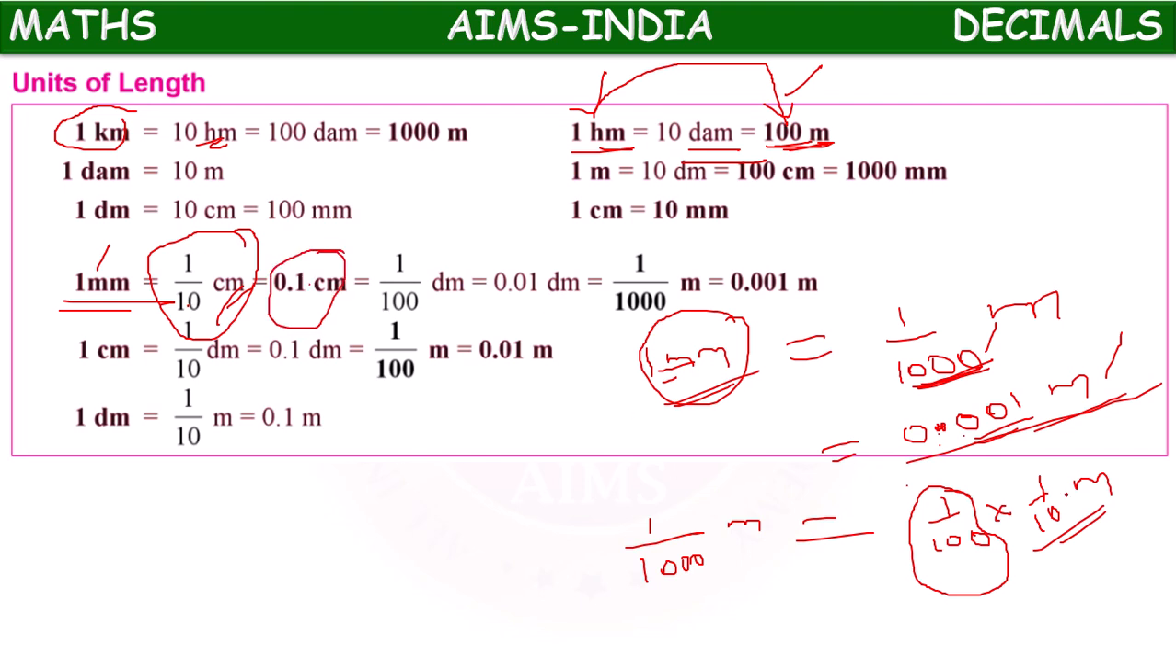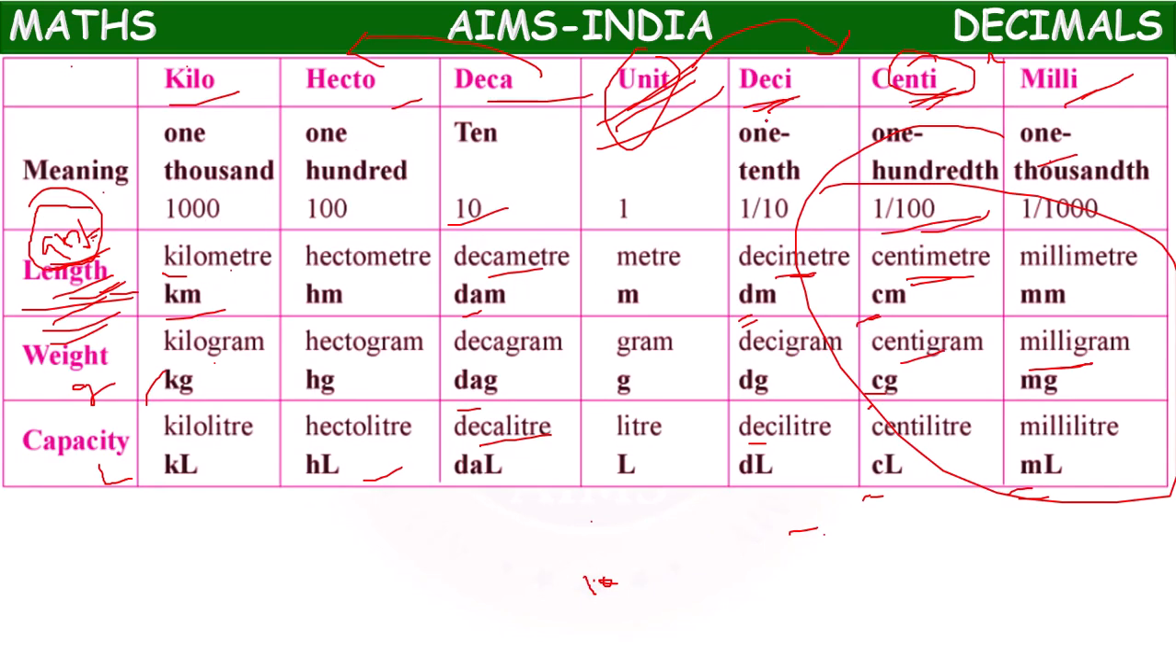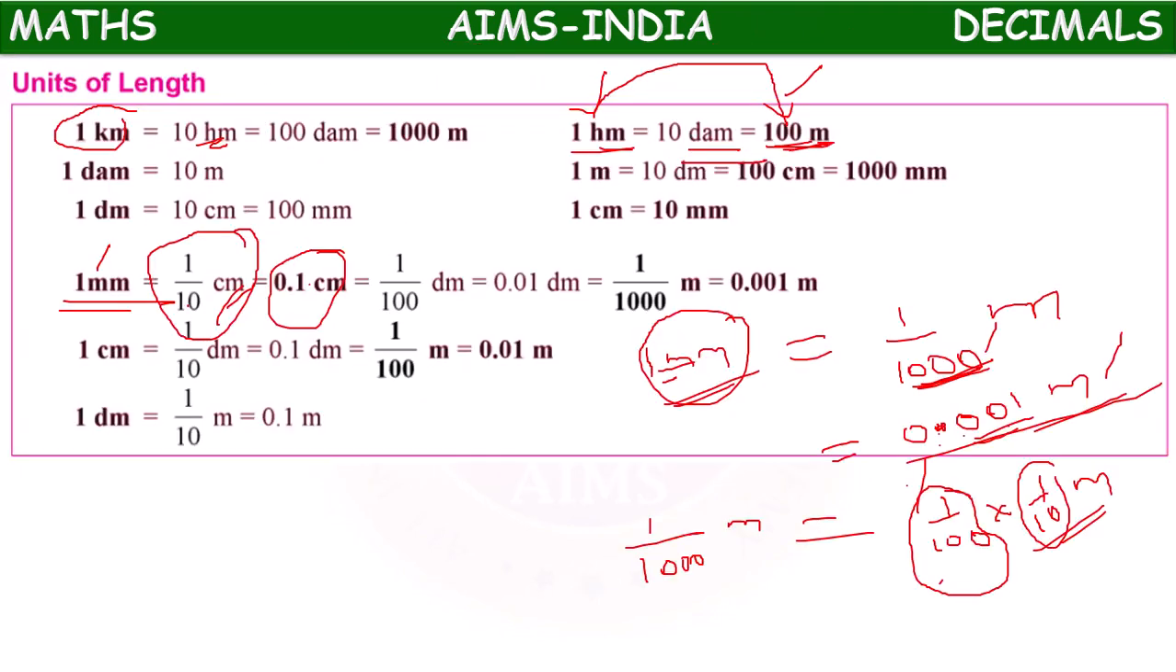Or we can keep the 1 by 100 like this only. 1 by 10 means what? Decimeter. So in the place of 1 by 10, we can keep decimeter. Then it will become 1 by 100 decimeter, or 0.01 decimeter. So if we have 1 millimeter, we can convert it into centimeter or decimeter or meter.